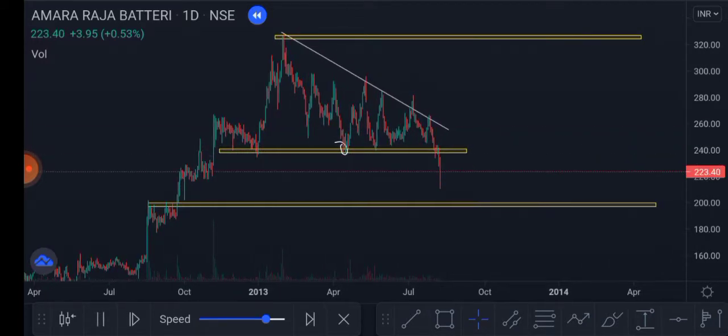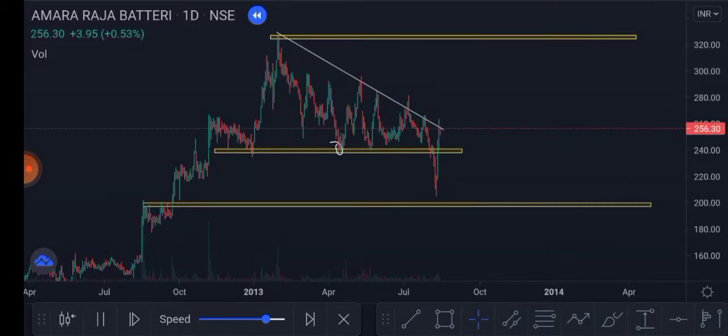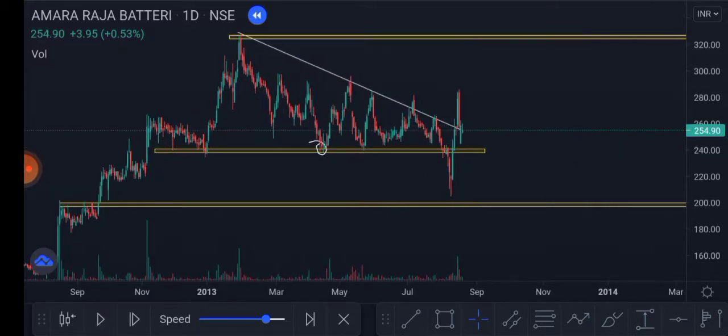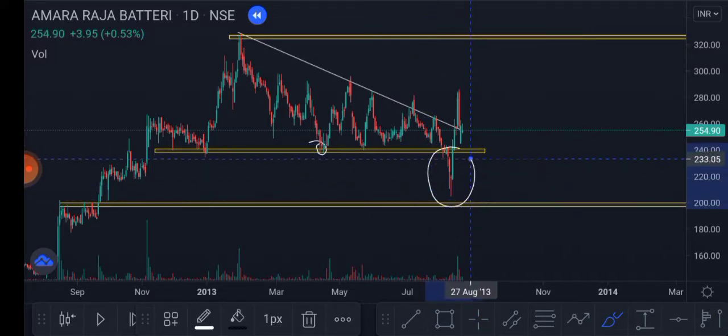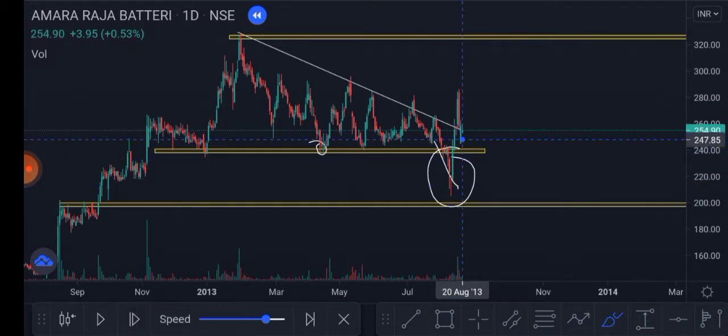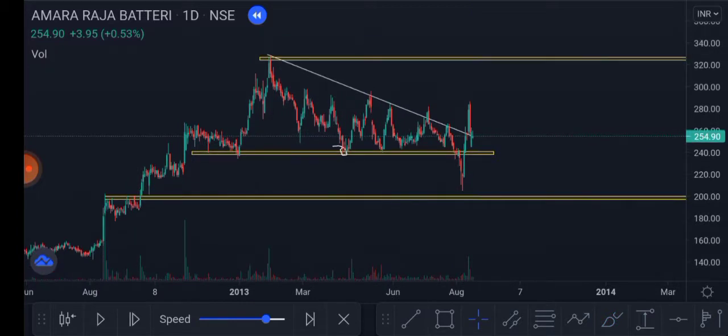Stock is moving. Stock came to the support area and started to bounce. See, this was what we call a fake breakdown. It did not sustain on the lower side, right, and it bounced back to its original area where it is trading in a triangle. Let's begin.